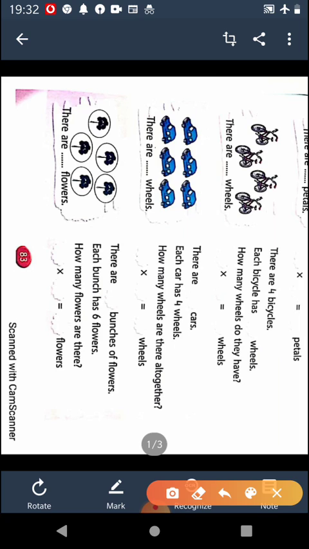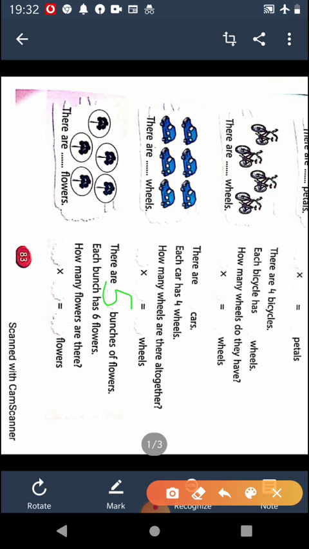1 2 3 4 5. There are 5 bunches of flowers and each bunch has 6 flowers. How many flowers are there in each bunch? Each bunch has 6 flowers. So how many flowers are there?